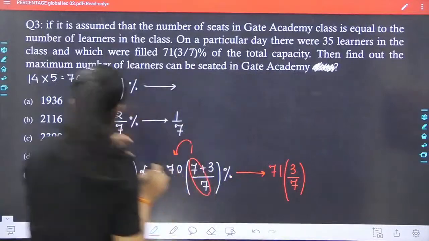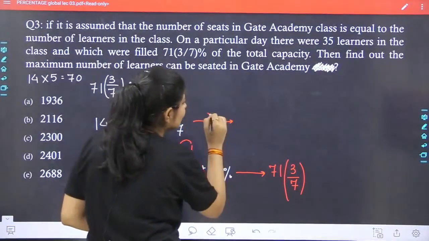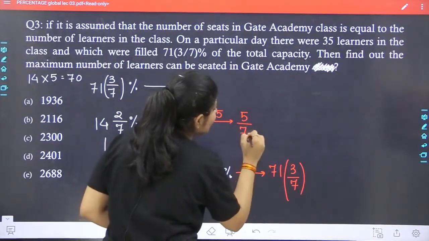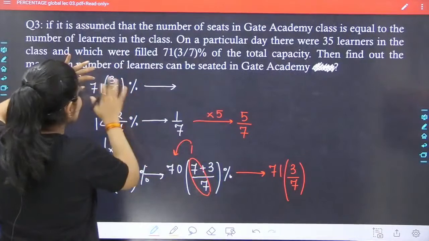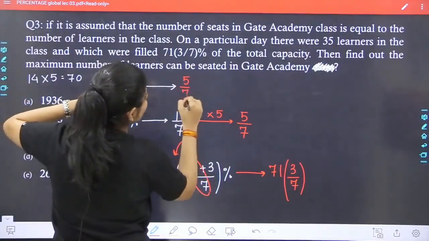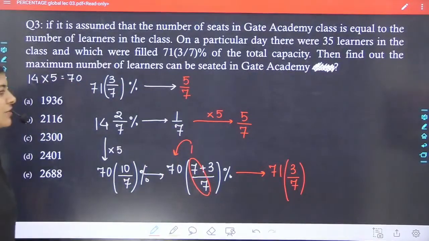That means if we multiply this term by 5, we have to multiply this term by 5 as well, and we will get 5 by 7. That means I can write 71 3 by 7% as 5 by 7 in the fraction.